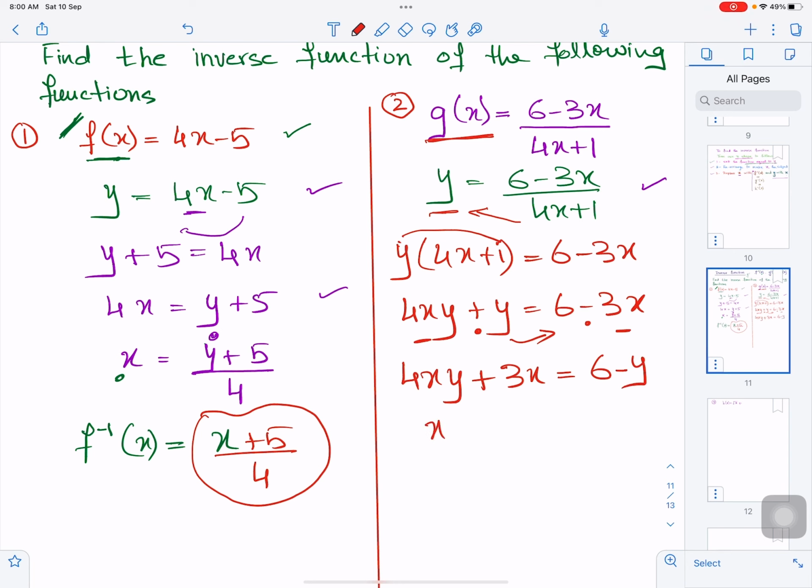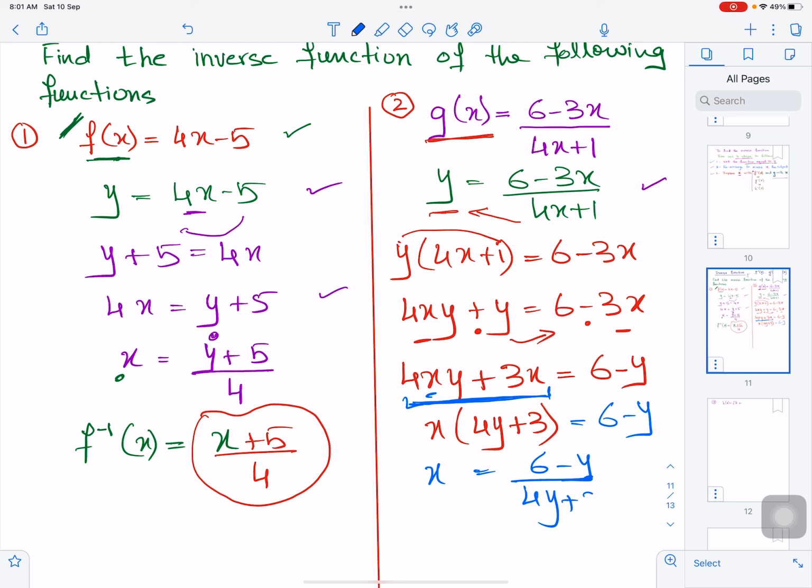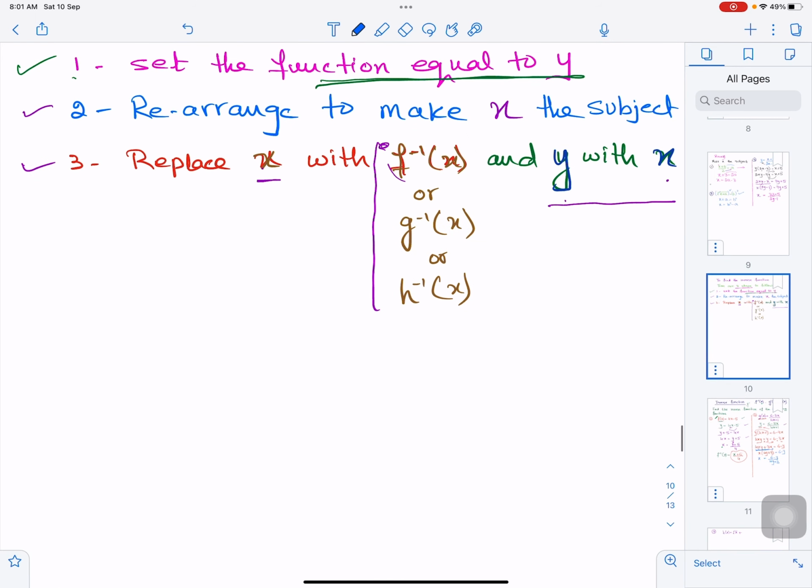Now I will make x a subject. So I will have this, right? From here, I am taking x common out. So x common out, 4y plus 3, and this side as it is. So now I will write x equals (6 minus y) upon (4y plus 3). Now we have followed the second step, which is making x a subject. The third step was saying replace x by the inverse function notation and y by x.